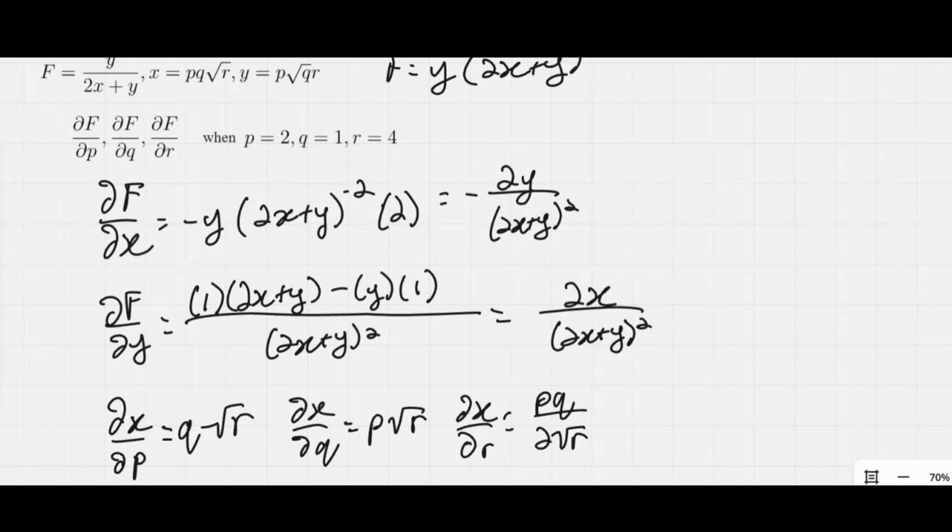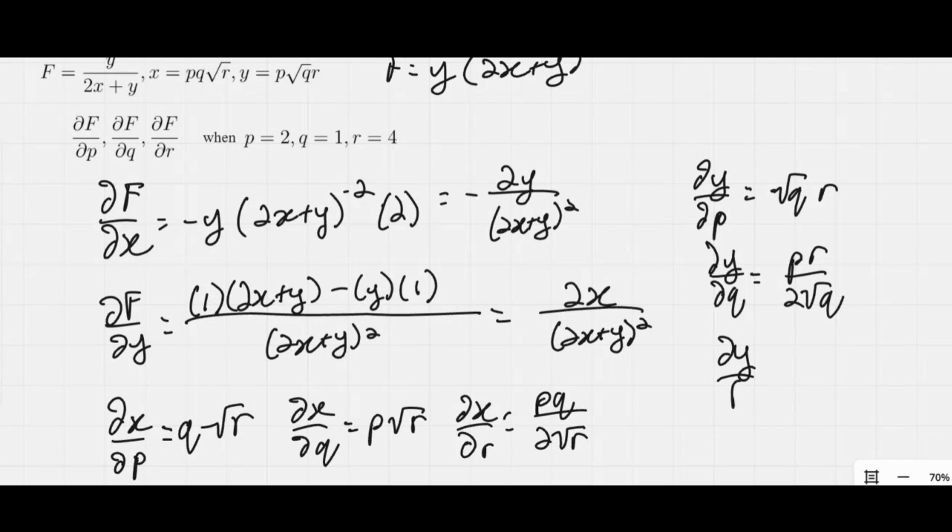We can do the same for y. I'm actually going to do it to the side over here just for simplicity. So we have del y over del p. That's going to be equal to the square root of qr. Using the same principle from x, we can say that del y del q is going to be equal to pr over 2 root q. And then finally, del y del r, that's going to be p times the square root of q.